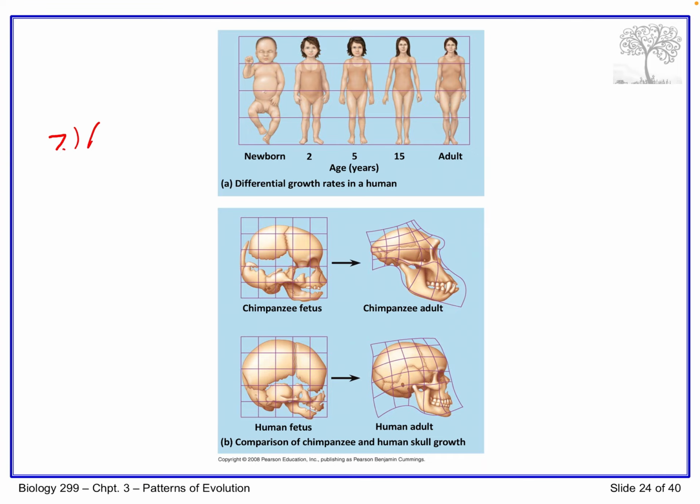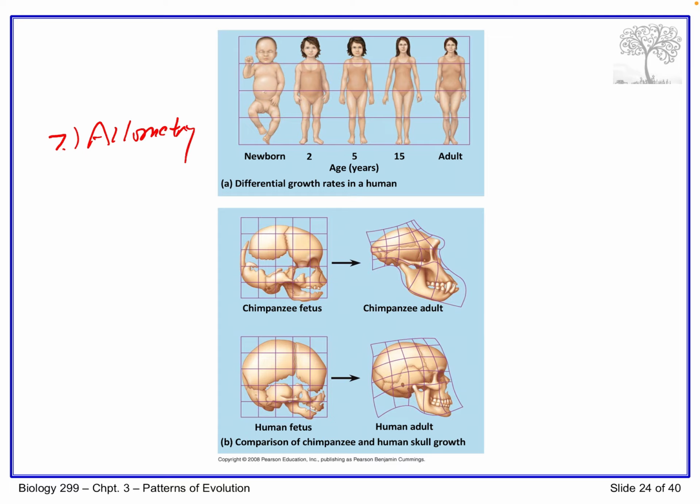Number 7, or our 7th pattern of evolution, is what's known as allometry. Allometry refers to the rate at which various parts of the body grow during development. Allometric growth, as it's known, occurs when different body parts or regions of the body grow at different rates throughout the developmental period. A great example of this is human babies.